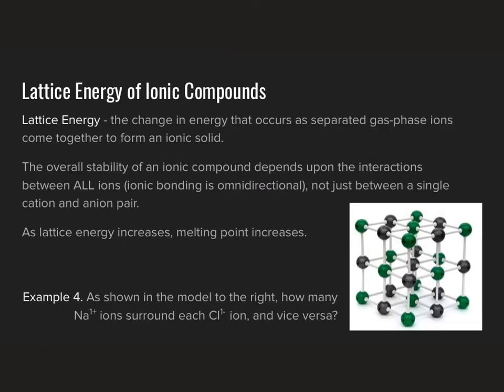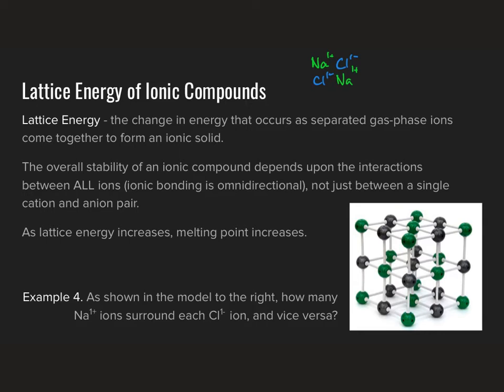Now that we are armed with an understanding of the size of the different ions, cations and anions that form, we can now talk about the energy changes associated with the formation of an ionic lattice. This is an entirely new concept that we're introducing to you here, and what we're going to be talking about is calculations of what we refer to as the lattice energy. We define the lattice energy as being the change in energy that occurs as separated gas phase ions come together to form an ionic solid.